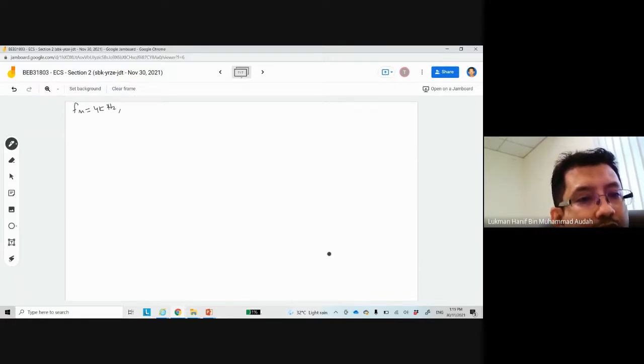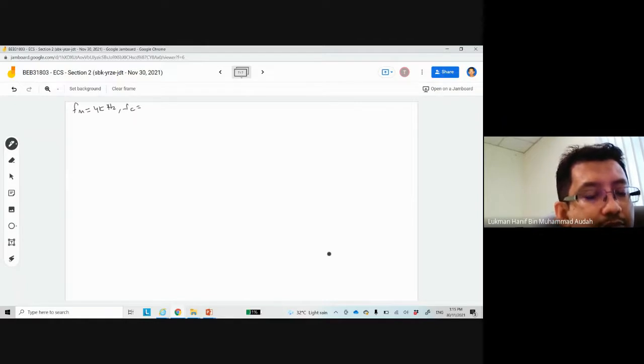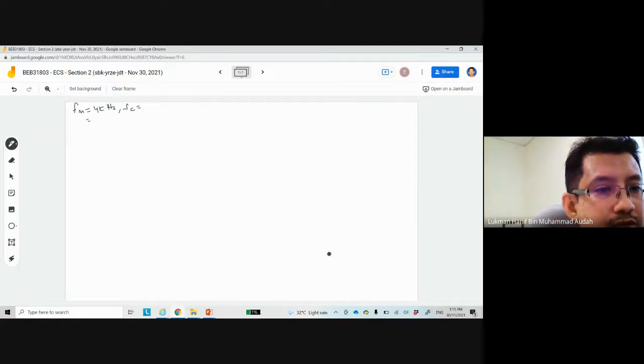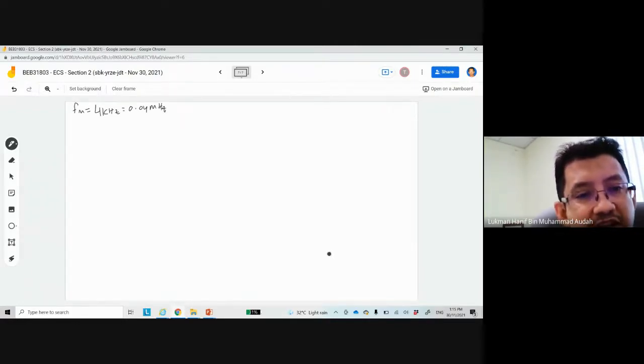We already know that FC is equal to 99. So at 4K, FM is equal to 0.04. Let me tidy this up a bit. So the modulating signal frequency is 4 kilohertz, or you can say 0.04 megahertz. Why do I use mega? Because FC is in mega.